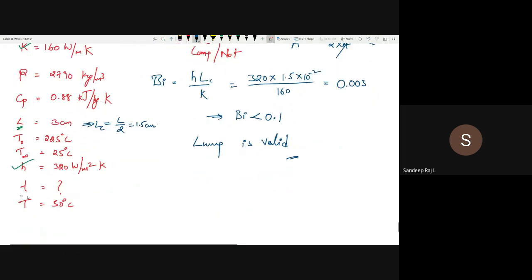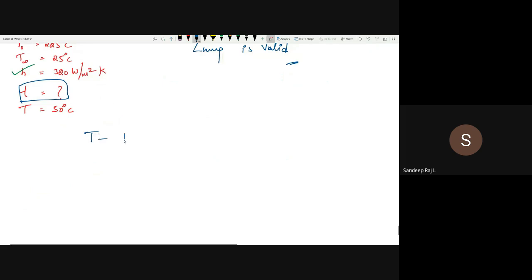So what you can do is solve for the time that he is asking you. He is asking you to find out the time, so you can find out the time here. For that, the formula, as we have already seen, is T minus T infinity by T naught minus T infinity is equal to e power minus of Biot into Fourier. Actually, this Fourier is having time. So let me find out the Fourier in the first place. Then we can substitute it here. This Fourier is nothing but alpha t by LC square.